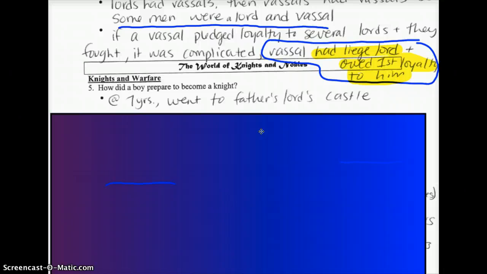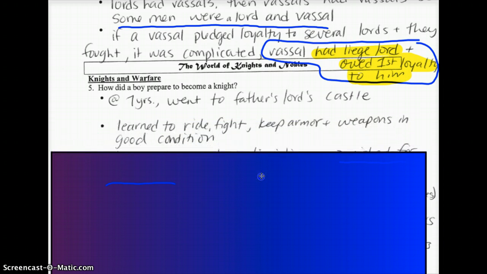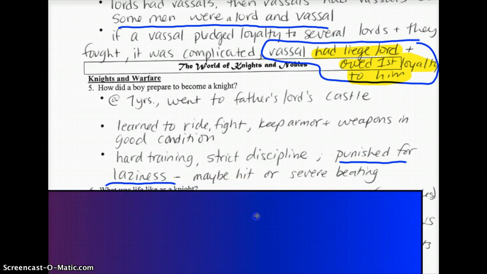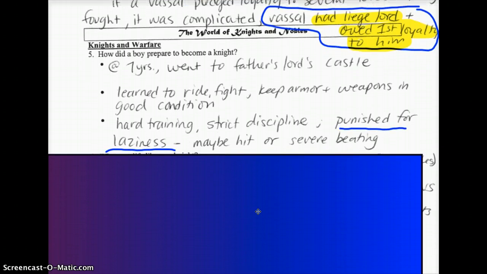You would train to be something early on as opposed to being in school till you were 18 like we do in 2014. So monks also, boys who were training to be a monk also started at an early age of 7. All right, so they learned to do certain things that are listed there, and they had really strict training, as the third bullet explains. And they were punished for laziness, and that is something that they had to deal with if they were lazy.